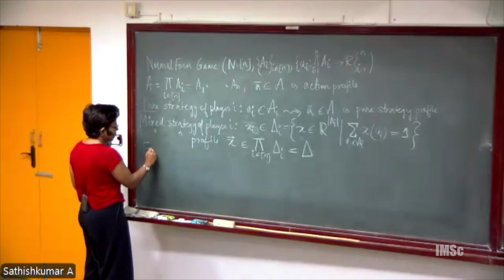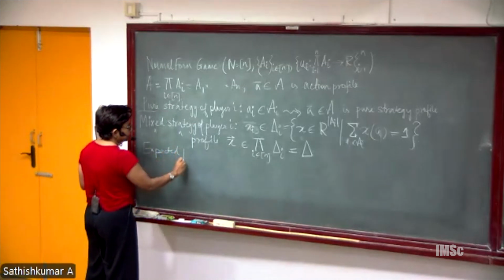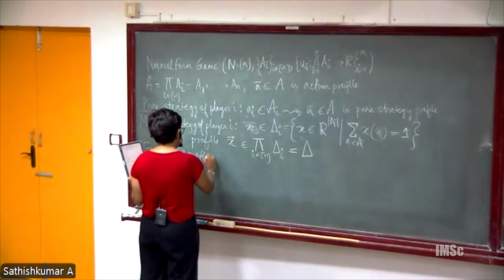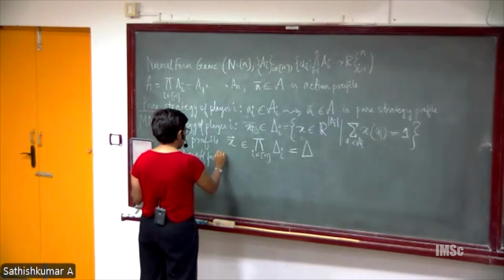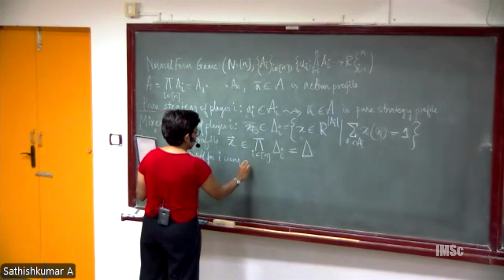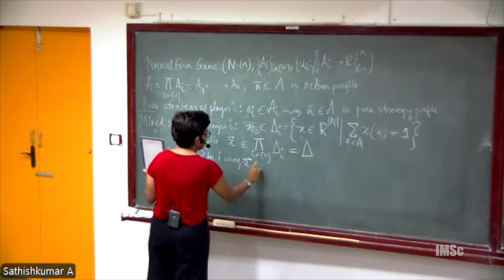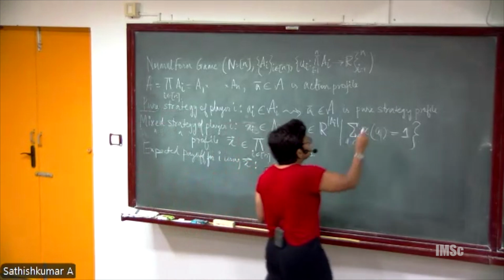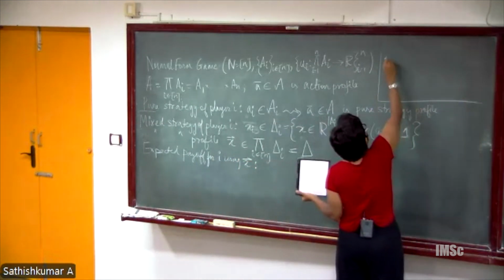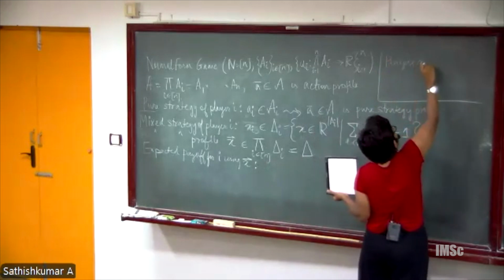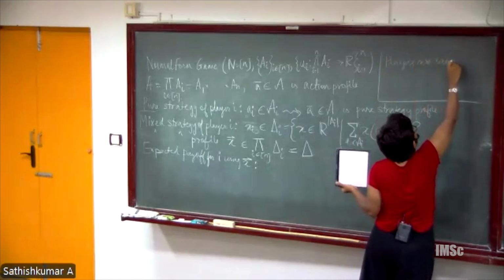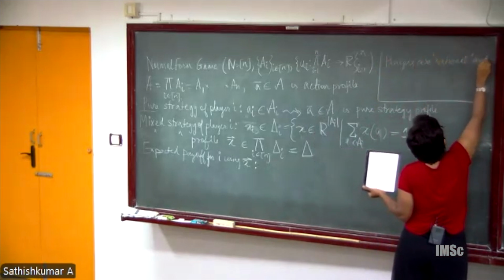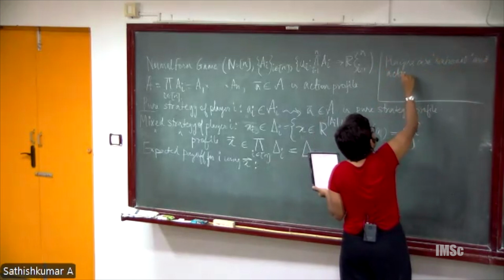So the expected payoff of player i using x is defined as follows. Now, I said this last week and I didn't repeat it, so it bears repeating. As of now, we are assuming players are rational, and acting independently.